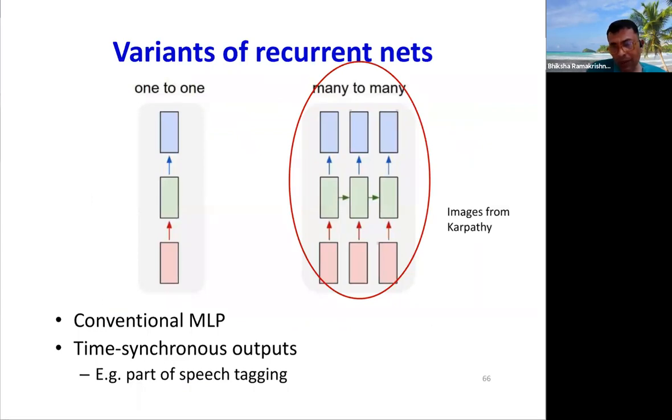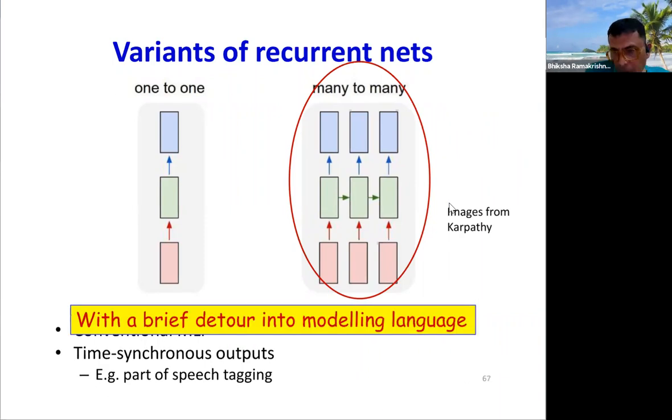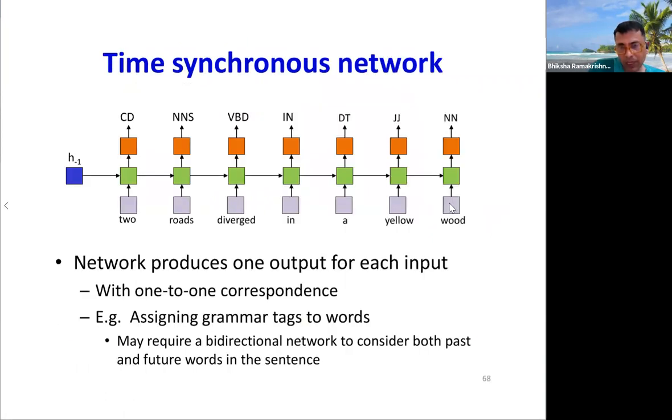So this one here is the more interesting one, because now we get into true recurrence. And while we discuss it, we're going to briefly detour into modeling language. In a time-synchronous recurrent network, the network produces one output for each input. So again, there's a one-to-one correspondence between the inputs and the outputs. So this is a genuine recurrent net, which means that the output at any time is related to what is computed at other times.